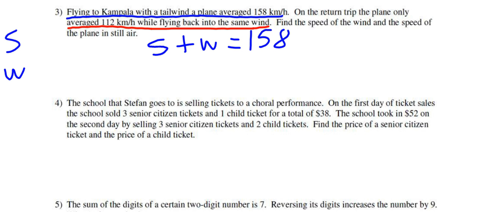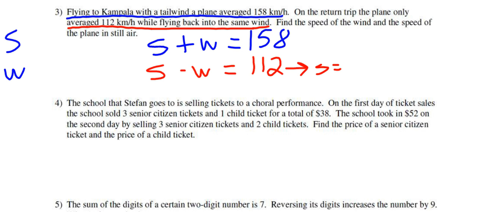Now, on the return trip, it only averaged 112 kilometers an hour while flying back into the same wind. So now the wind is taking away from the plane's speed. So that'll be S minus W equals 112. So there are my two equations. Let's make the system of equations. Now, once again, I'm just going to use substitution to solve. On the bottom there, I have S minus W equals 112.